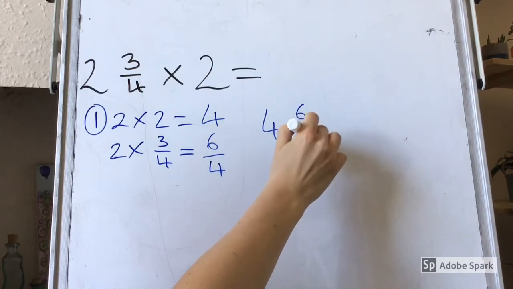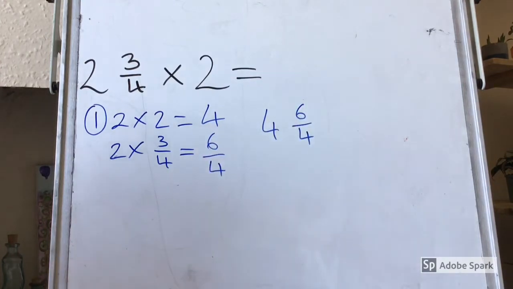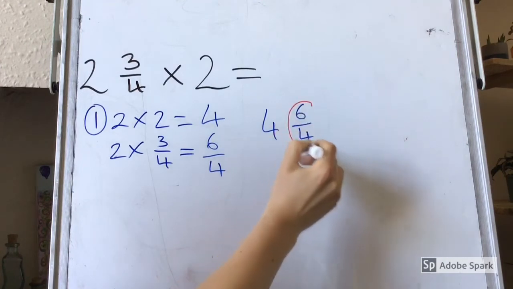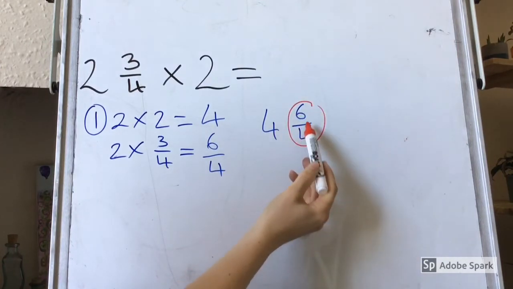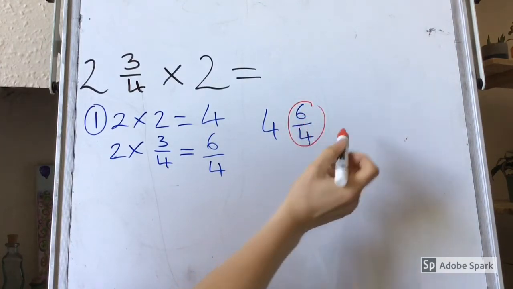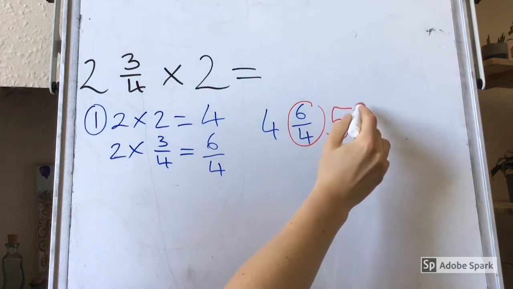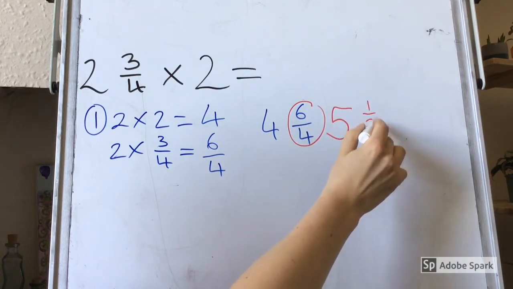Next, we need to add these together, so we've got 4 and 6/4 here. However, this is an improper fraction, so we know that 4 goes into 6 once with 2 left over, so we add on that 1, which makes 5, and instead of 2/4, we can simplify it to 1/2.